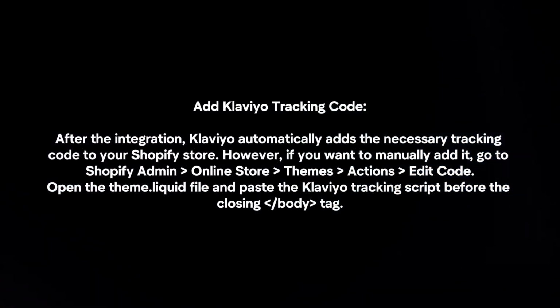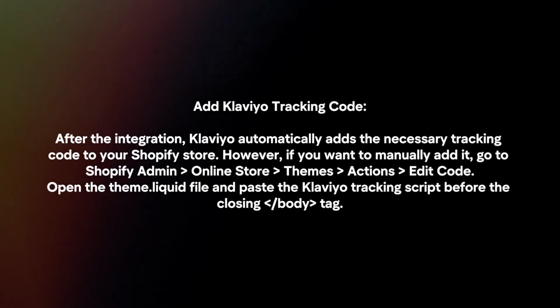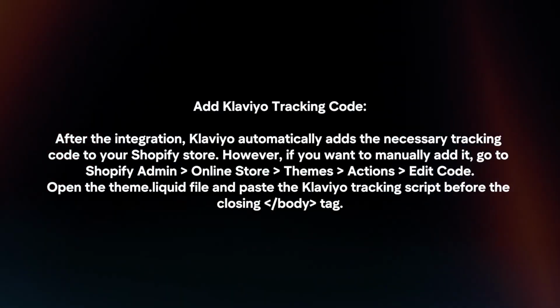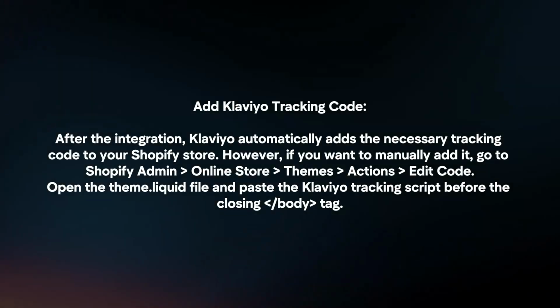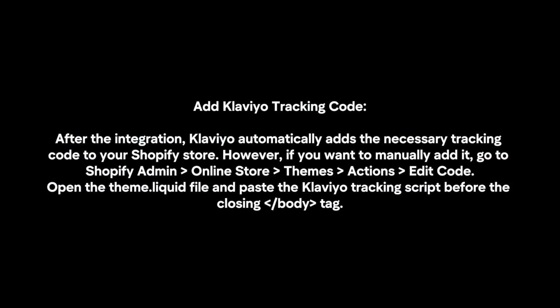Add Klaviyo tracking code. After the integration, Klaviyo automatically adds the necessary tracking code to your Shopify store. However, if you want to manually add it, go to Shopify Admin, Online Store, Themes, Actions, Edit Code. Open the theme.liquid file and paste the Klaviyo tracking script before the closing body tag.